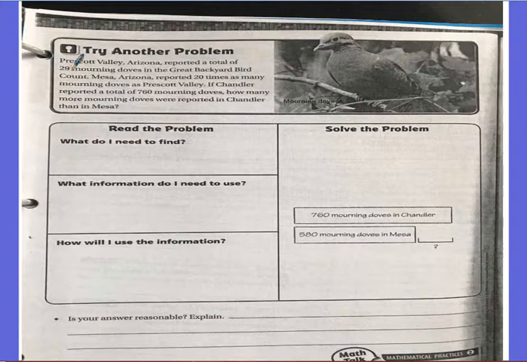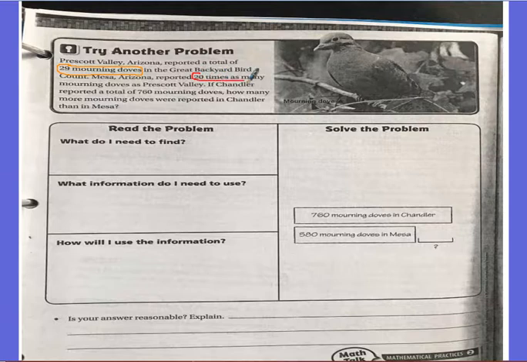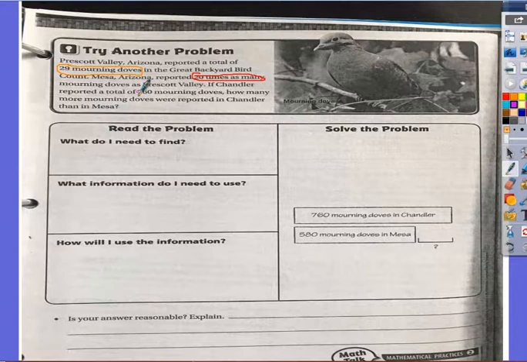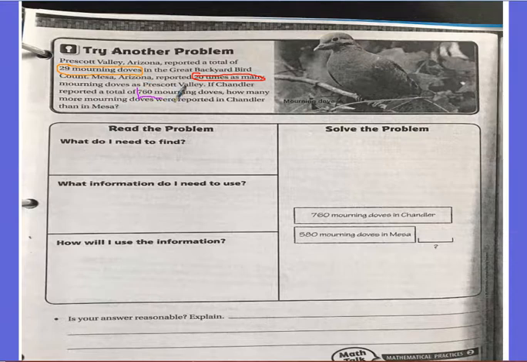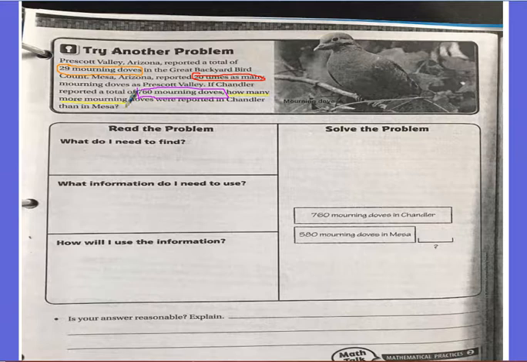I think is important. So a total of 29 mourning doves from Prescott, and then Mesa reported 20 times as many. So I'm going to write 20 times as many as Prescott, which was in the orange. So Chandler reported a total of 760 mourning doves, and then I'm going to ask myself, how many more mourning doves are there from Chandler than Mesa?